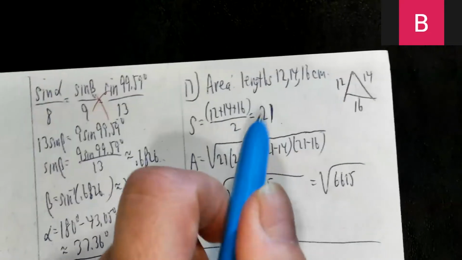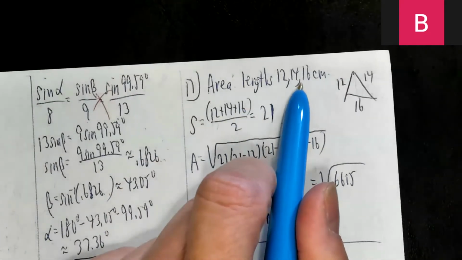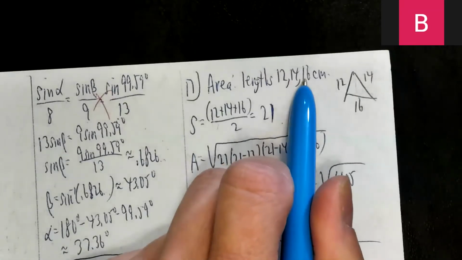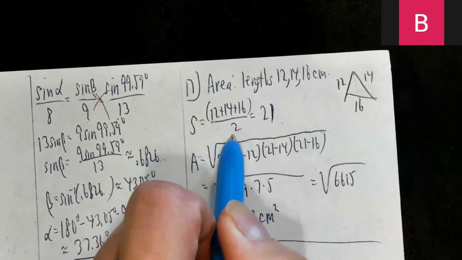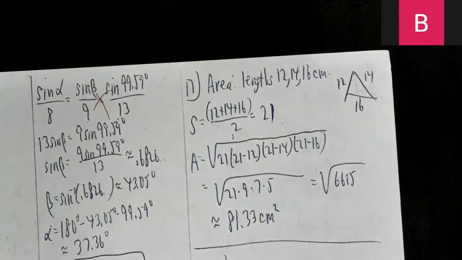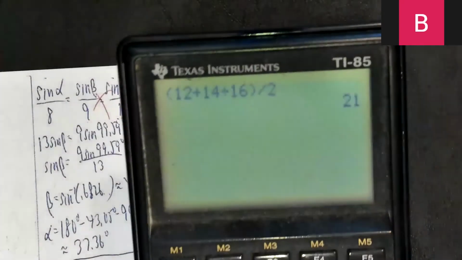So first I need the semi-perimeter. So add all these up, divide by 2, evidently it's 21. So let's see, 12 plus 14 is 26, plus 16 is 42. 42 divided by 2 is 21. And again, if you're typing it all at once in your calculator, you should go like this: parentheses, 12 plus 14 plus 16, parentheses, divided by 2. See how I put parentheses around the whole thing?